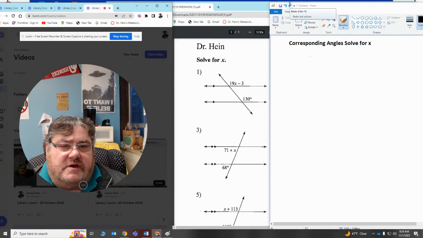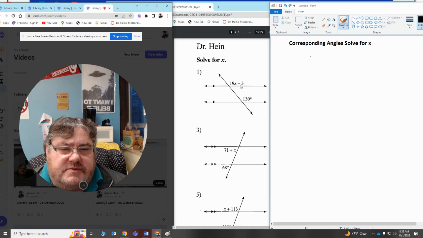Today we're asked to solve for x when given a pair of corresponding angles. Let's solve for x in question number 1. Notice we have two parallel lines separated by one transversal. The top angle is 19x minus 3 and the bottom angle is 130.